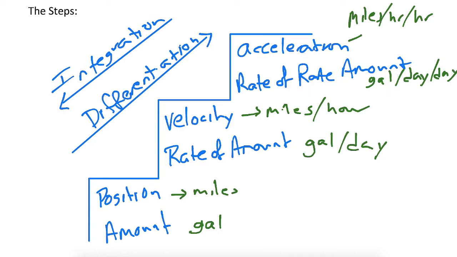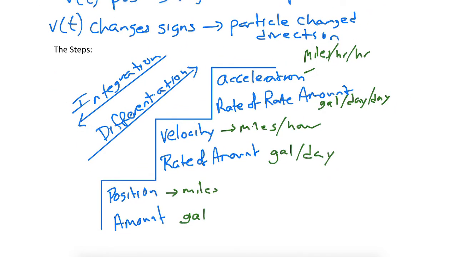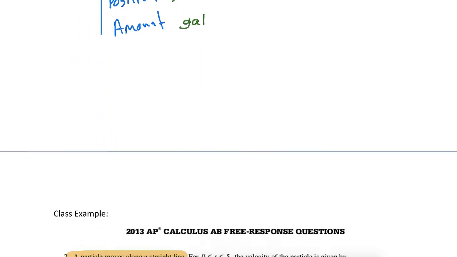So it's important to think about where we are and what you're given. Normally, you're given that middle step and you're asked to do something with that step. You're asked to differentiate to go up that step. If you're talking about acceleration, you're asked to integrate to go down the step to get some kind of position or change in position even on these problems. Okay, so steps, pretty important piece of information there.